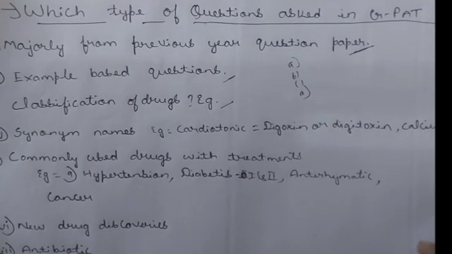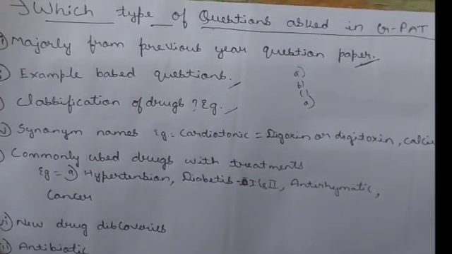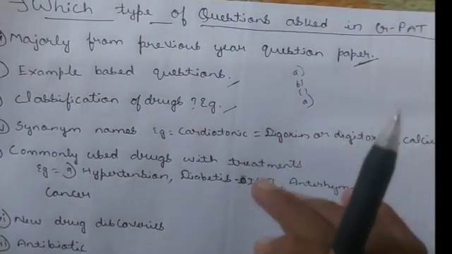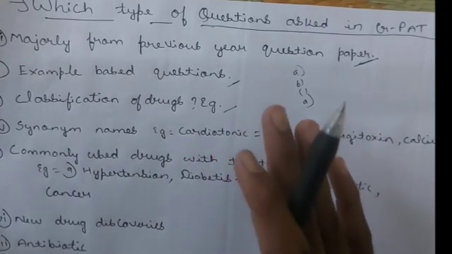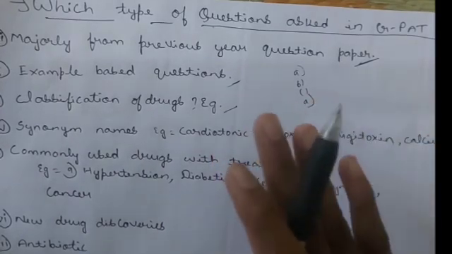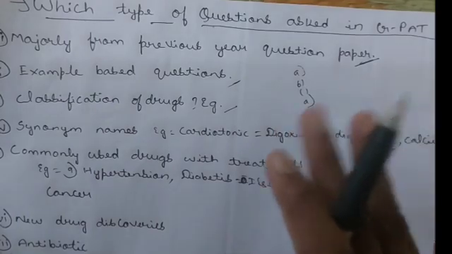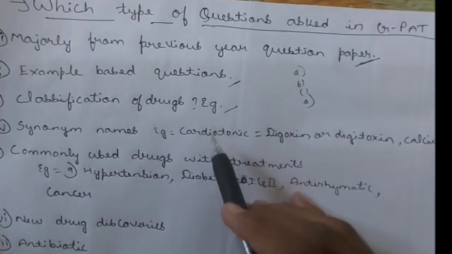Then synonym names. Yes, this is also one of the major novel question types asked from the year 2020. Synonym questions means they are having different names, same answer but different name. For example, cardiotonic.